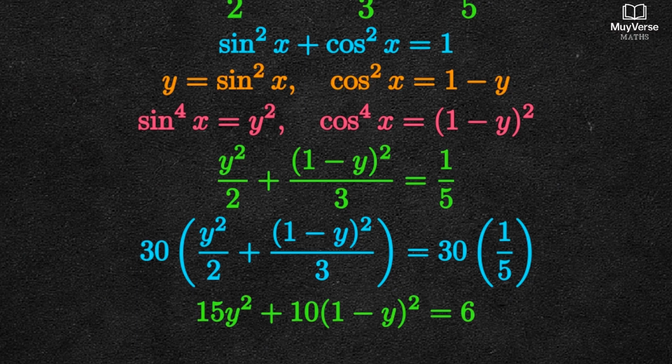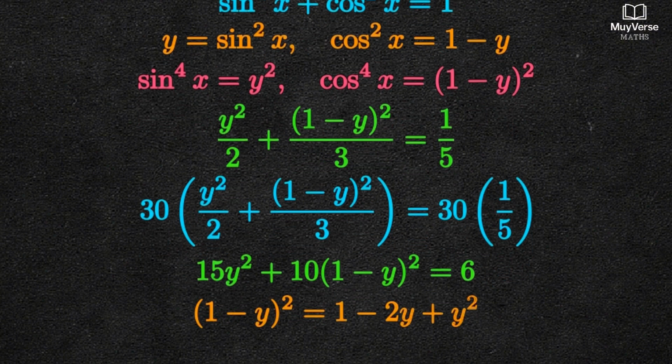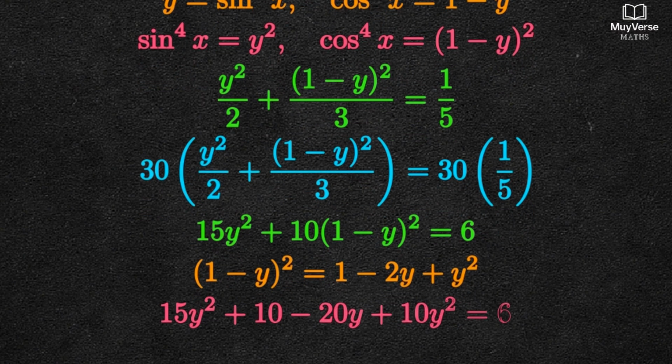Step 3. Expand, distribute, and combine like terms carefully. First expand the square. (1 minus y) squared equals 1 minus 2y plus y squared. Substitute and distribute the 10. 15y squared plus 10 minus 20y plus 10y squared equals 6.